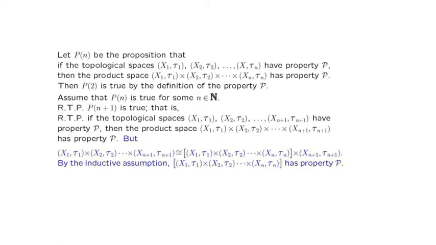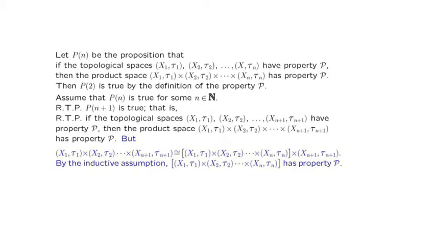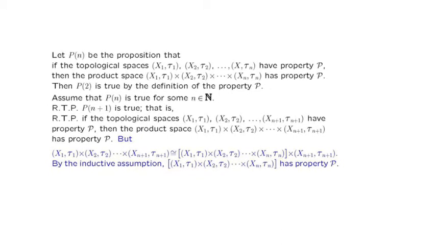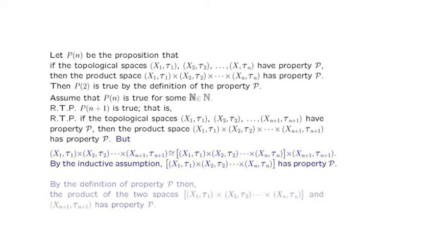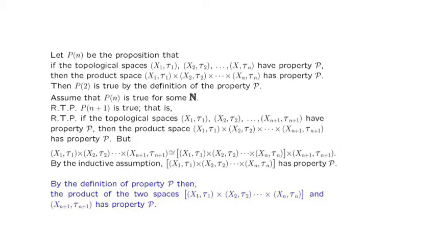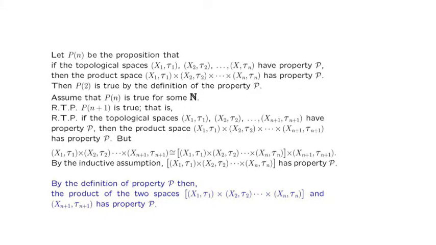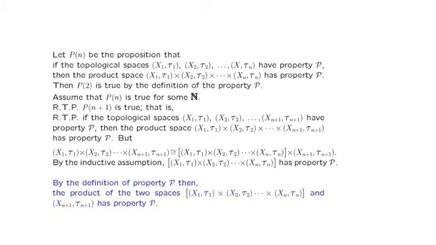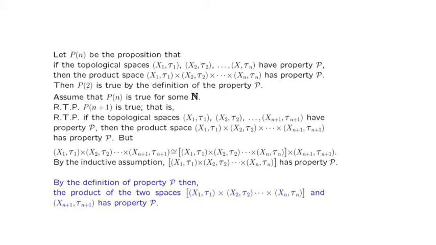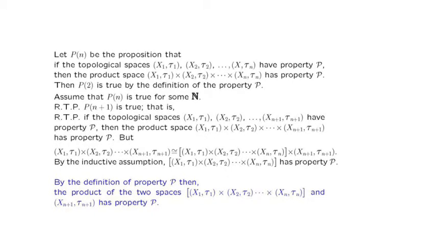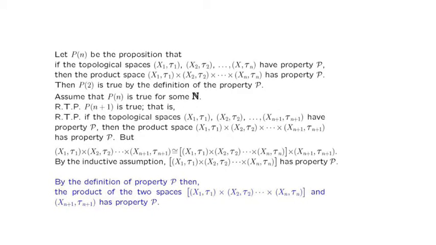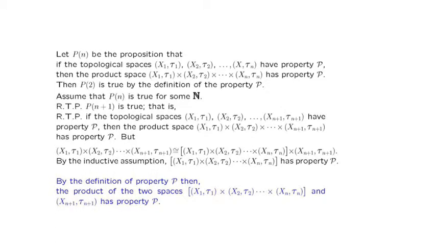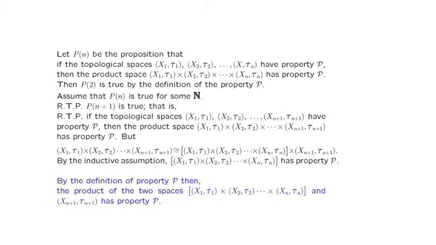By our inductive assumption, that product of n spaces X1, τ1 up to Xn, τn has property P. So we have that the product of the n spaces has property P. We also know that Xn+1, τn+1 has property P. So we now have this product of n+1 spaces homeomorphic to a product of two spaces, each with property P.